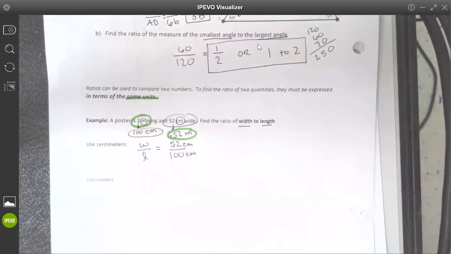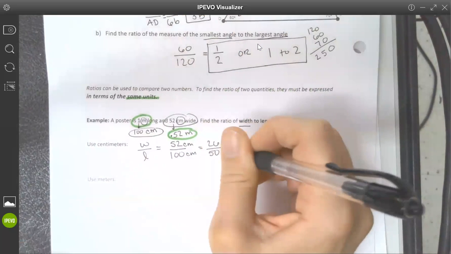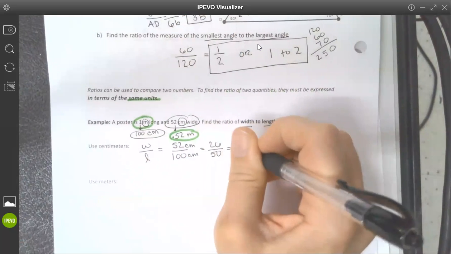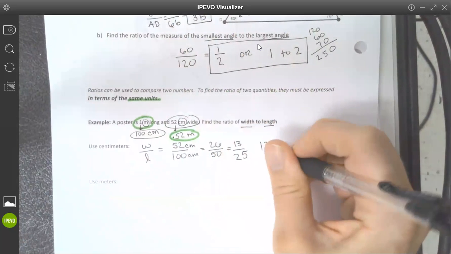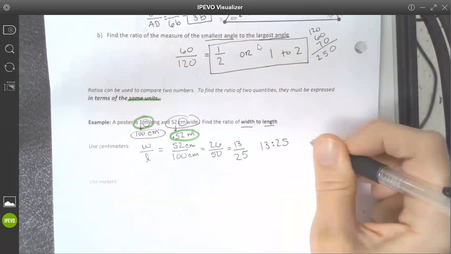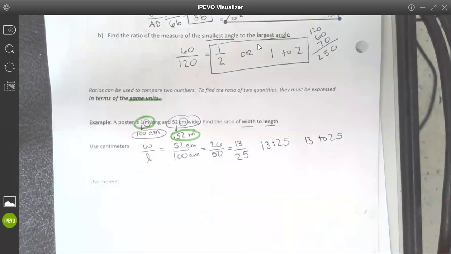And then 52 over 100, I could reduce to 26. Oh, I could reduce even more than that to 13/25. Okay, or I could write it like this, or like this, 13/25. Okay, any version of that is fine.